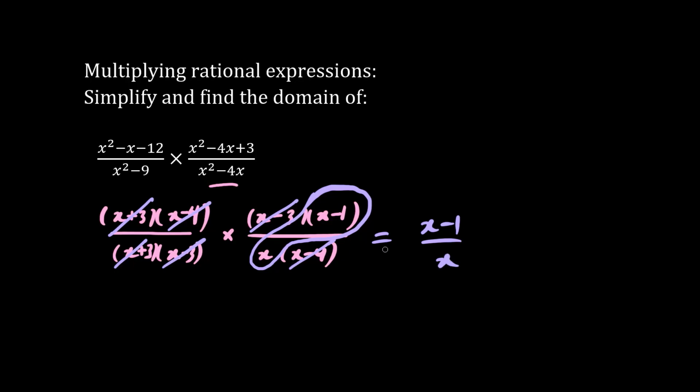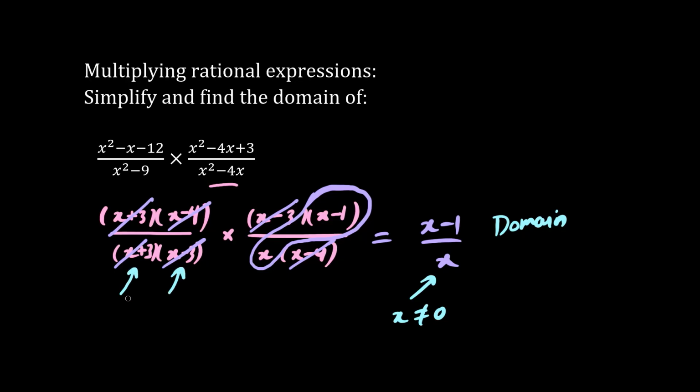Now let's focus on the domain. It might be tempting to say that x does not equal 0 because we cannot divide by 0. But we have to consider where else we divide by 0 for any single step as we simplify this expression. So let's focus on the denominators here and here.